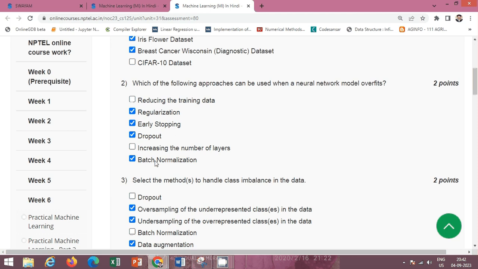Next question: which of the following approaches can be used when a neural network model overfits? So the correct options are regularization, early stopping, dropout, and batch normalization. So these are the correct options of question 2.